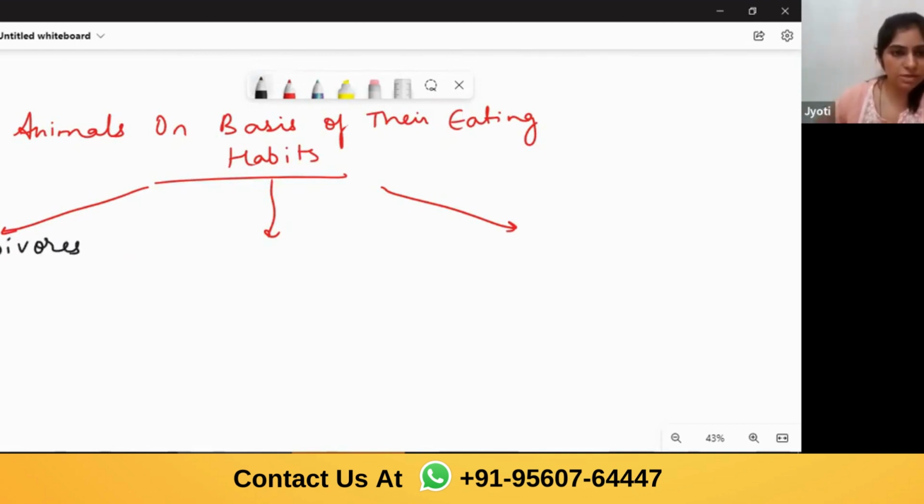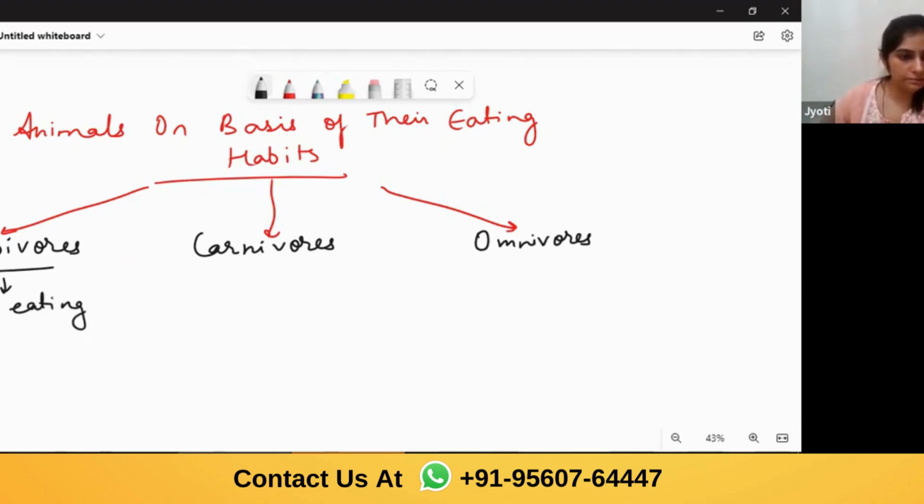So herbivores, carnivores, and omnivores. Herbivores are the plant-eating animals, like they eat leaves, twigs, fruits. Example can be a cow, deer.